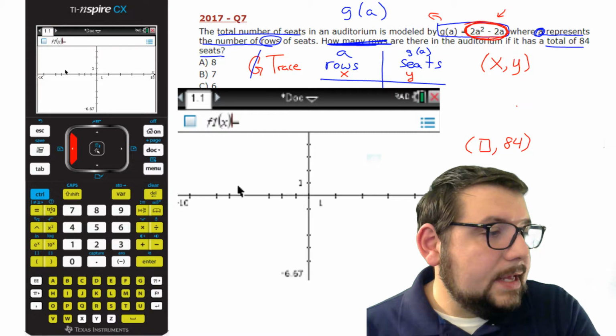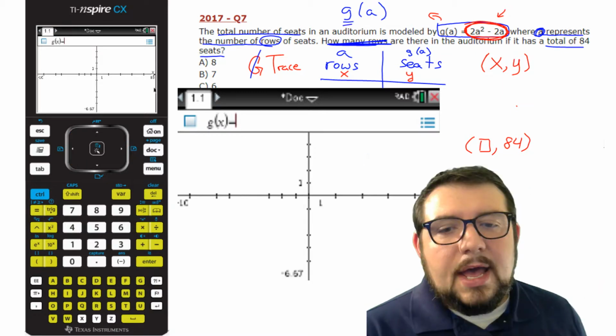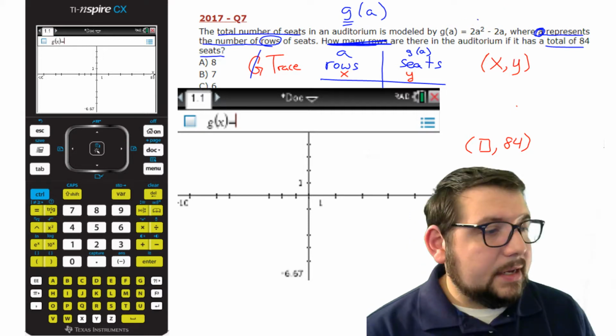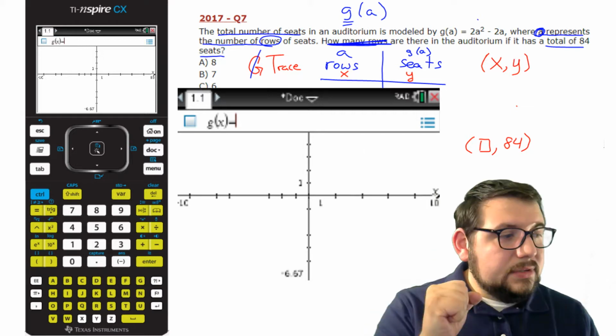Now the other thing is that in the calculator, you cannot use any letter inside the parentheses other than the letter X. You see how the calculator automatically puts the X inside the parentheses? You cannot change that. You have to use the letter X. It's just required by the calculator. So up there in the calculator, you can see right here.